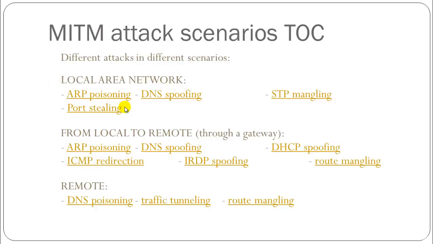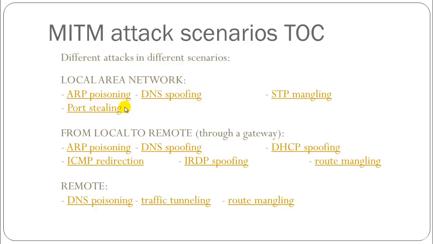The first is the local area network. That means it's not on the internet, it's just inside the company, like an intranet, for example. The different types of attack here are ARP poisoning, DNS spoofing, STP mangling, and port stealing.